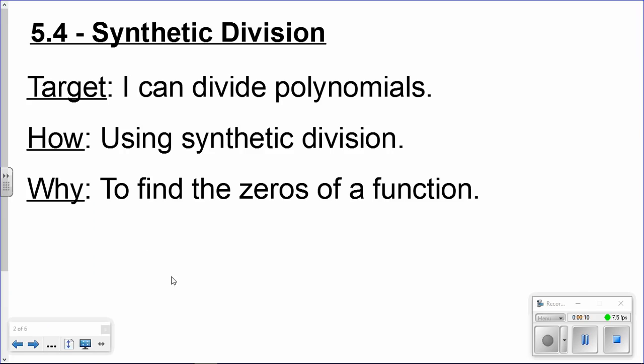So last time we were looking at long division. Synthetic division is quite a bit shorter and faster, so I think everybody will like that. So let's get to it. It's a pretty short lesson.